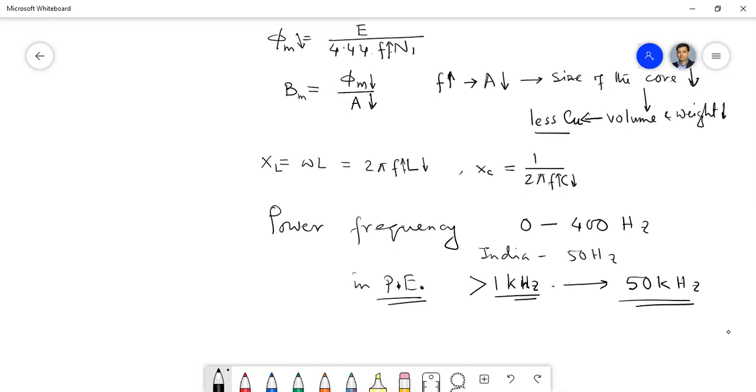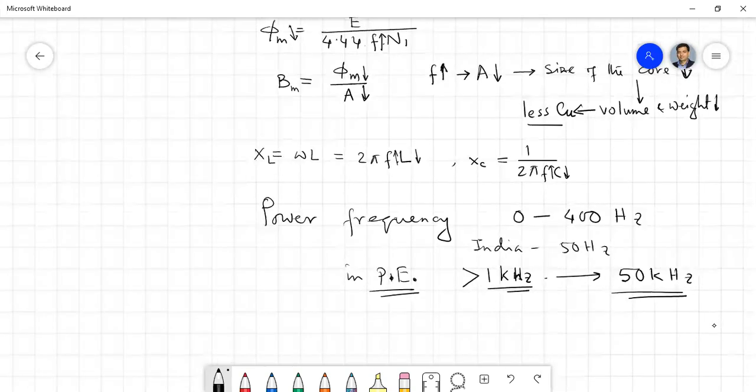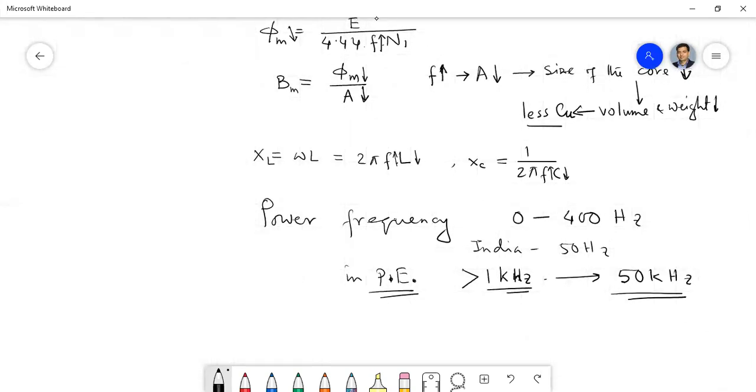So that is the first part of my discussion. If you have any question, you can ask. Next, we'll go for the second part of my discussion, which is the power semiconductor devices.